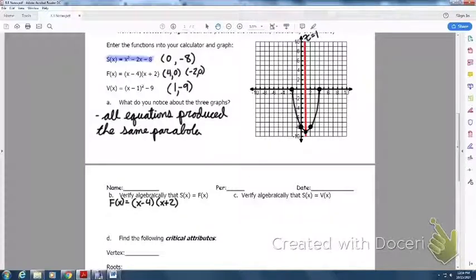So if I do FOIL, which is the way you will see me do it, x times x is x squared, x times 2 is 2x, negative 4 times x is negative 4x, negative 4 times 2 is negative 8. I would then combine my 2 middle terms. I've got x squared minus 2x minus 8. Check that up above. It is my standard form. So that is proving algebraically that that form is equal to the factored form.